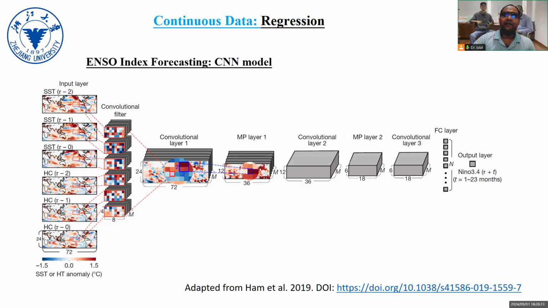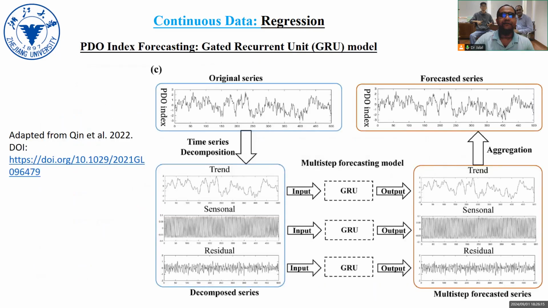Okay, even if you have time series data, for example, PDO index forecasting, you can use a gated recurrent unit, GRU, model. So if you have time series data like this original sheet, this is a PDO index, you can download it online. If you have the time series data in an Excel file, you can still use it to forecast.